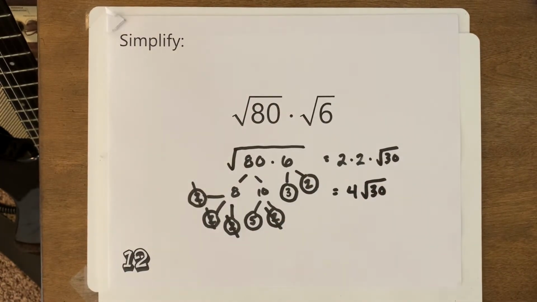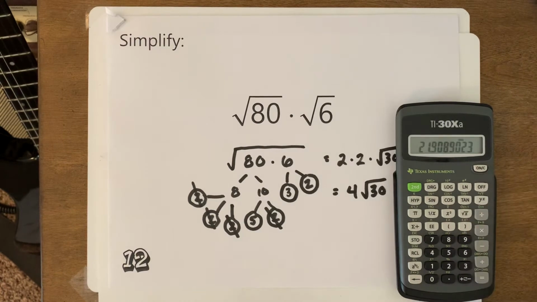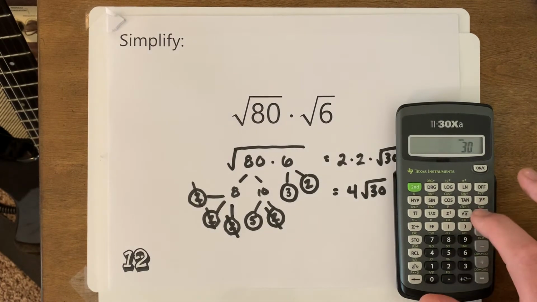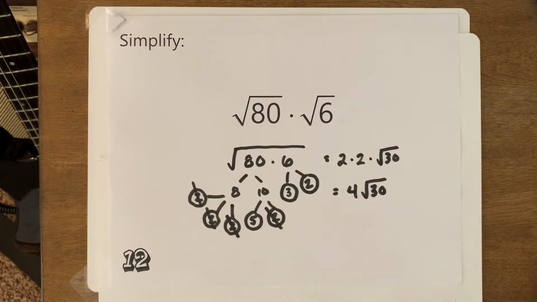Well, let's take a look and make sure we're right here. So 80 times 6 is 480, square root 21.908. Let's remember that. 21.908, blah, blah, blah. Okay, so let's do square root of 30 times 4, and I get the same exact decimal. So again, I know I'm right.